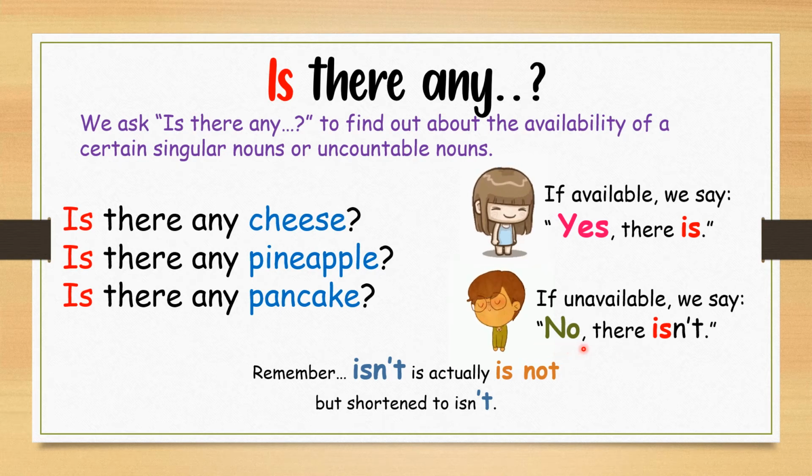Now notice that when you answer no, the sentence doesn't end with the word is, but it ends with the word isn't. Isn't is actually is not, but it got shortened to isn't. Okay? So whenever you answer no for the question is there any, it ends with the word isn't, is not.